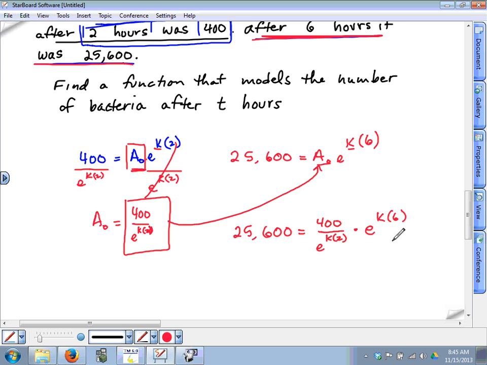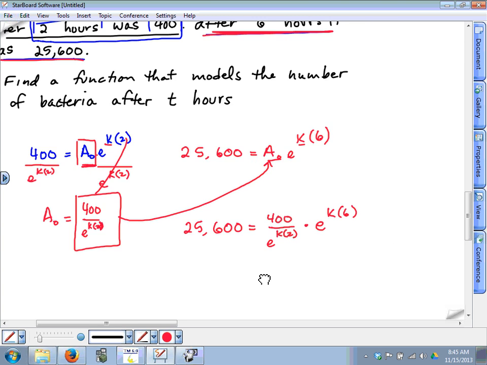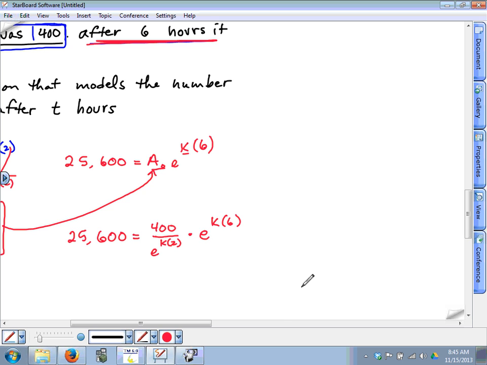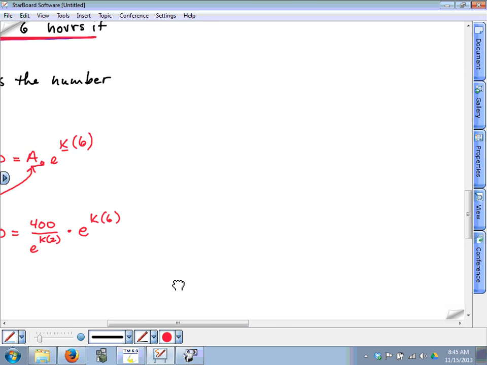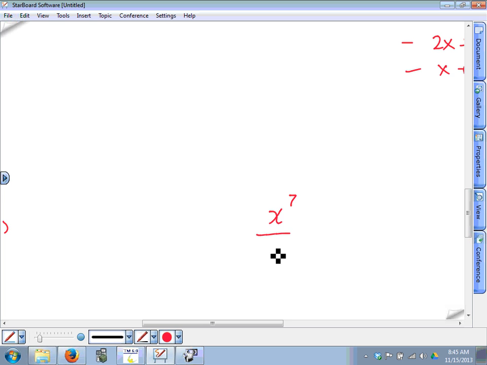Almost. Do you guys notice that there are some things we could probably simplify here? This is another property of exponents that you learn and sometimes don't think about. But what if I gave you this to do? x to the 7th over x to the 5th. How would you simplify that? You'd subtract and get x squared, right?